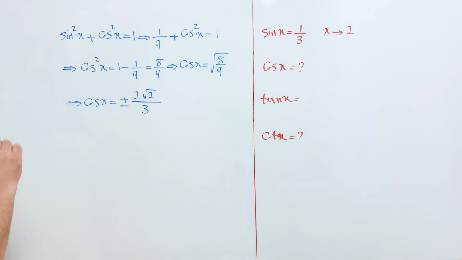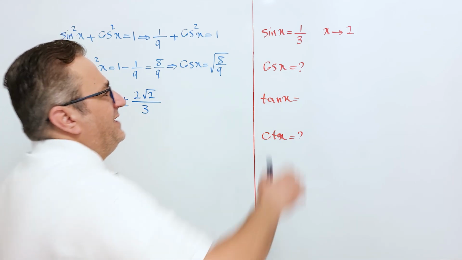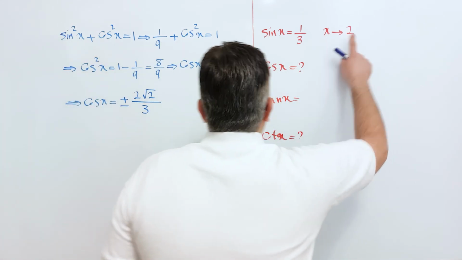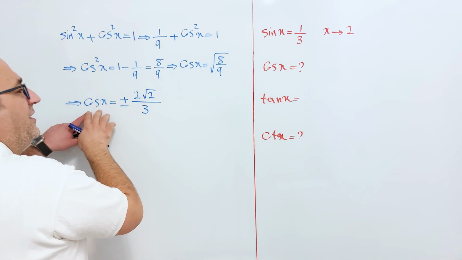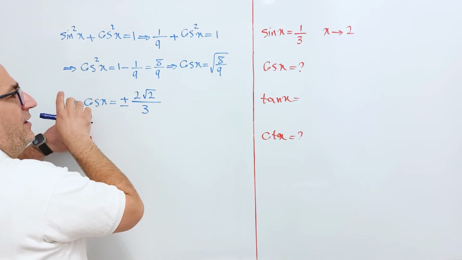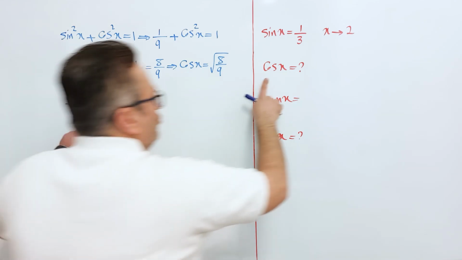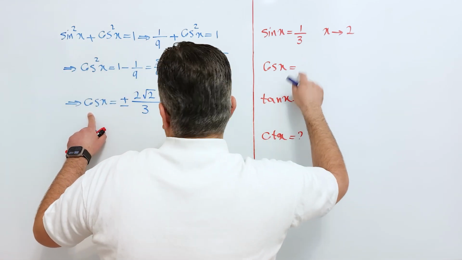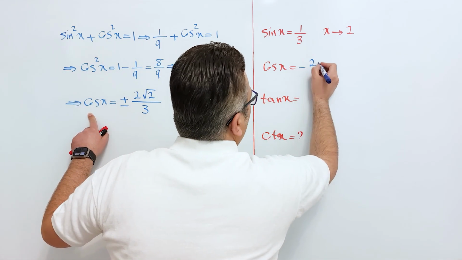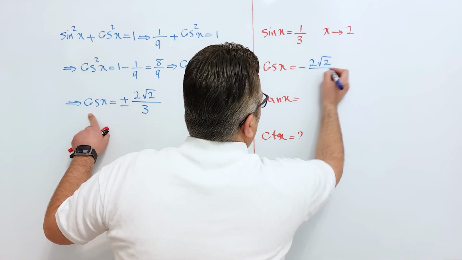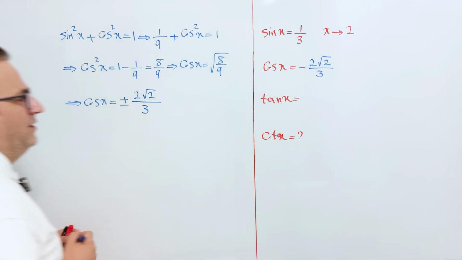Okay, so we know that x is in the second quadrant and the sign of cosine in the second quadrant is negative. So cosine x is equal to minus 2 the square root of 2 over 3.